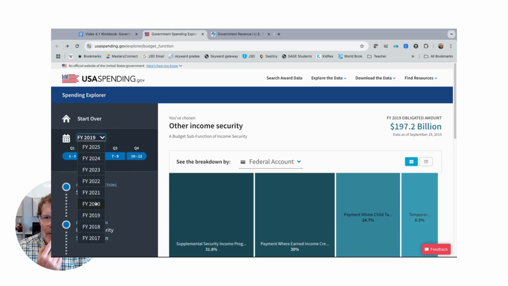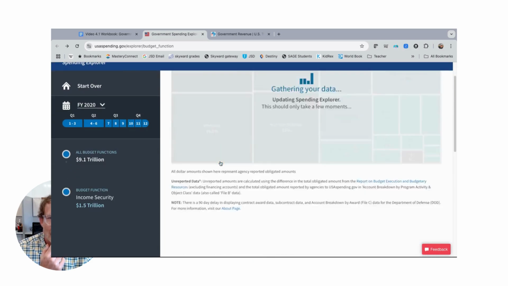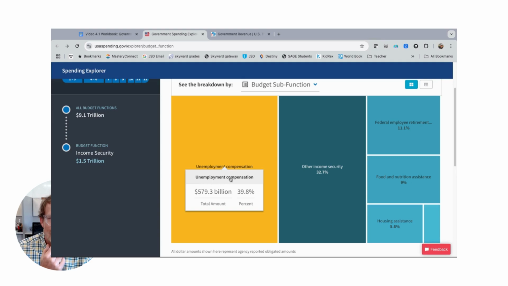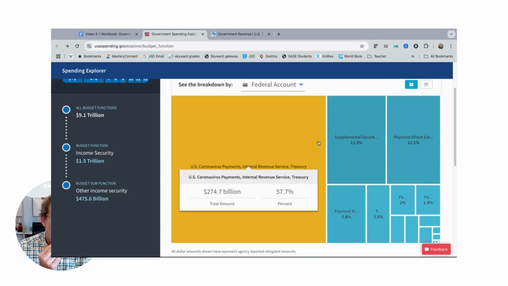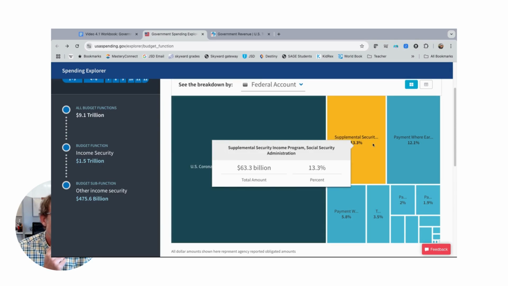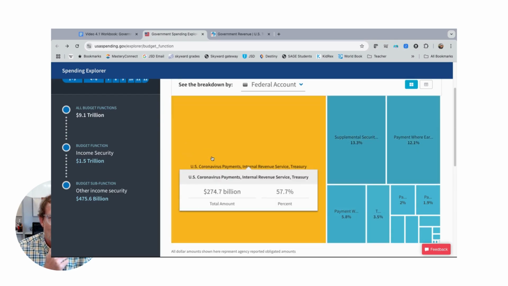Now let's go look at 2020 when it was the biggest, and we'll dig into it again. So income security. Okay, if you remember, in 2019, unemployment compensation was a little rectangle over here. Now suddenly it's the largest amount of spending in that category. So 579 billion. I think it was 31 billion in 2019. Now it's 579 billion in 2020. And then other income security is also big. So I'm going to dig in and look at that. And this was not in there before. Remember when I clicked before, I had supplemental security, I had payment for earned income, but this didn't even exist. And now here it is, and it's the largest thing in here. So US coronavirus payments, 274 billion.